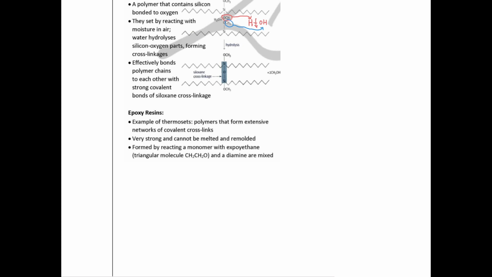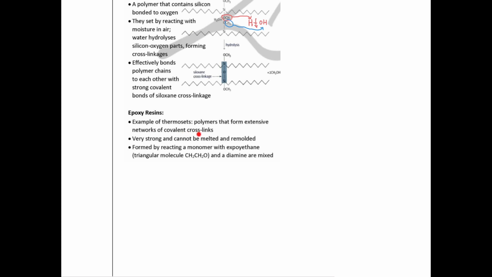So let's see, what is that? Polymers that form extensive network of covalent cross-link. Okay, so that means they are polymer that form cross-link. Cross-link is like something like this one. You see the SMP. This is the polymer. The cross-link is here. This is the cross-link. Okay, so cross-link will link between one polymer and another polymer. So that is cross-link.